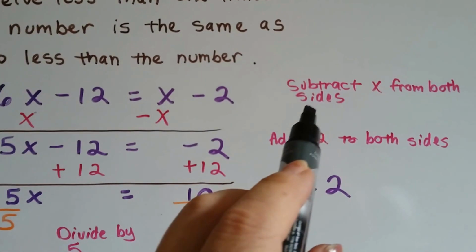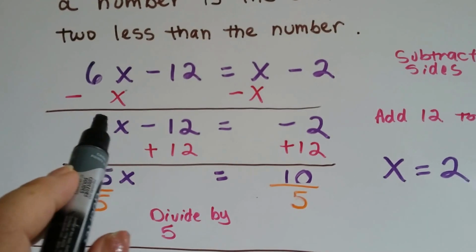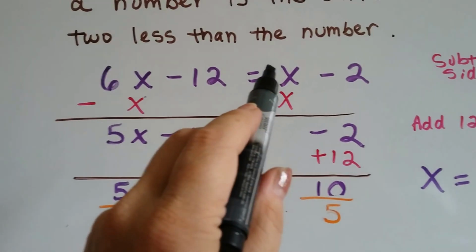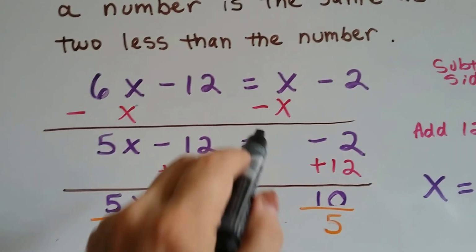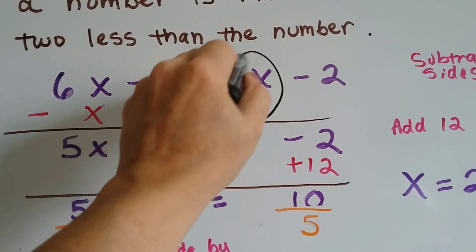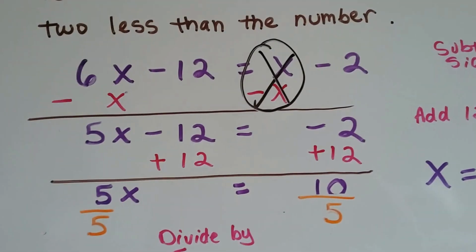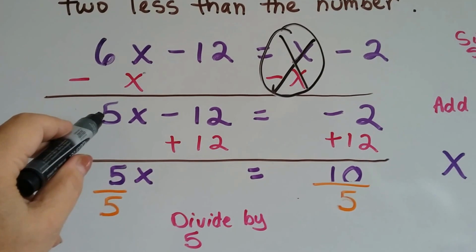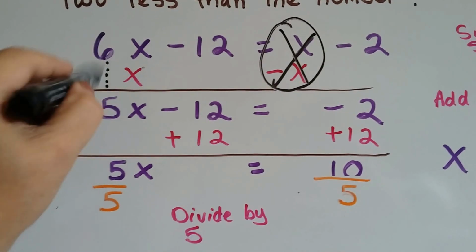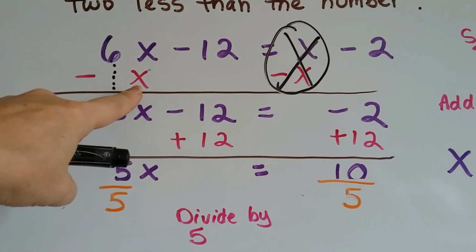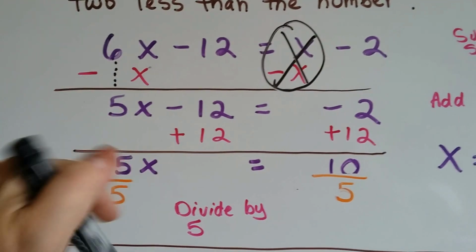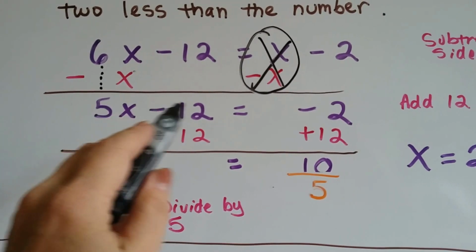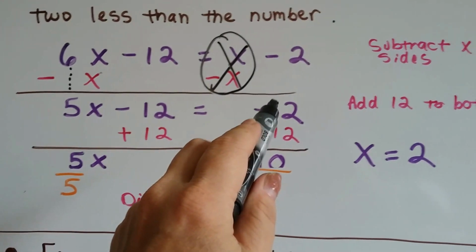So now we can subtract x from both sides. Because this is a positive x, we can subtract x. That's going to create a 0 pair and cancel out. 6x take away 1x is going to be a 5x, because remember, there's an invisible 1 here. If you have 6 x's and you take an x away, that's 5 x's. So now we've got 5x minus 12 equals negative 2.